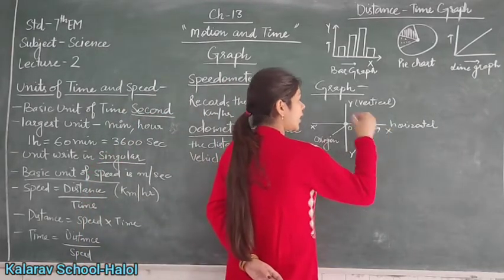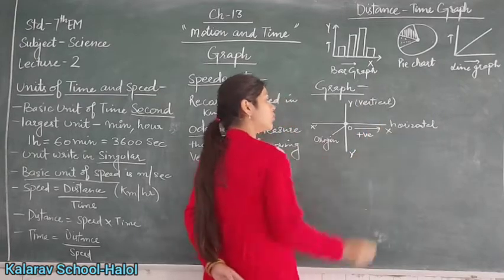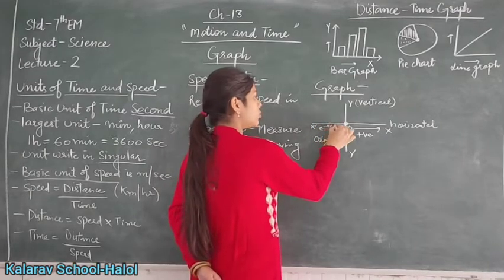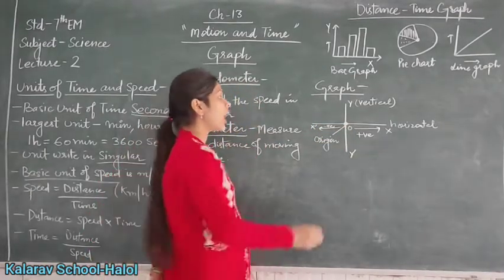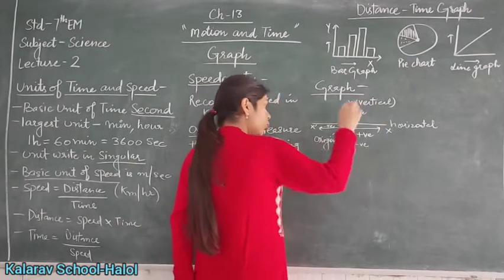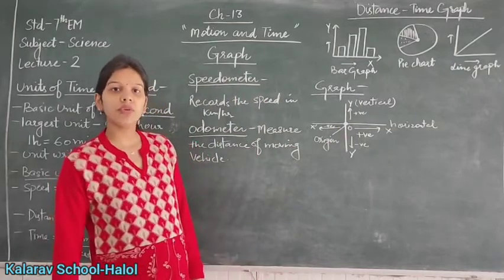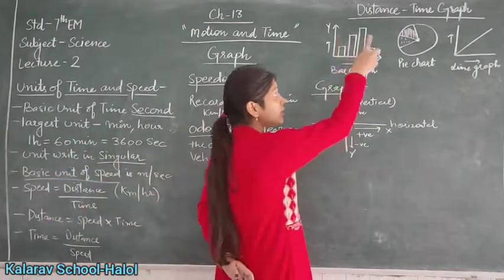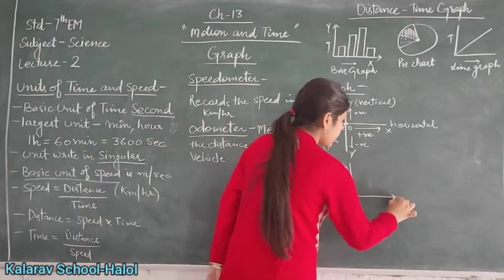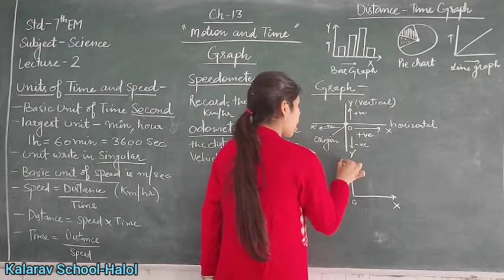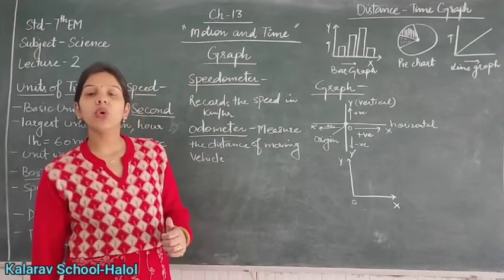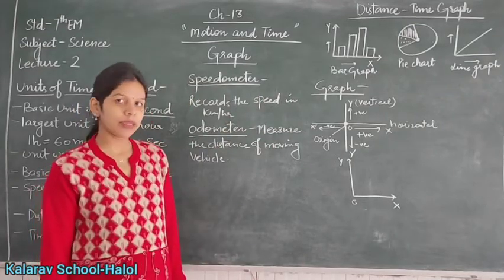Here the line OX shows the positive values and the line OX dash shows the negative values. Similarly, the upper part shows positive values and the downward part shows negative values. So in the distance time graph, we will only deal with the X O Y part, where only positive values are seen.